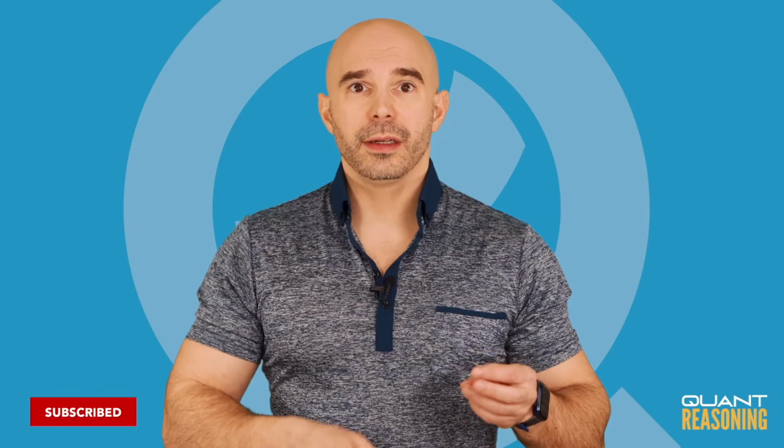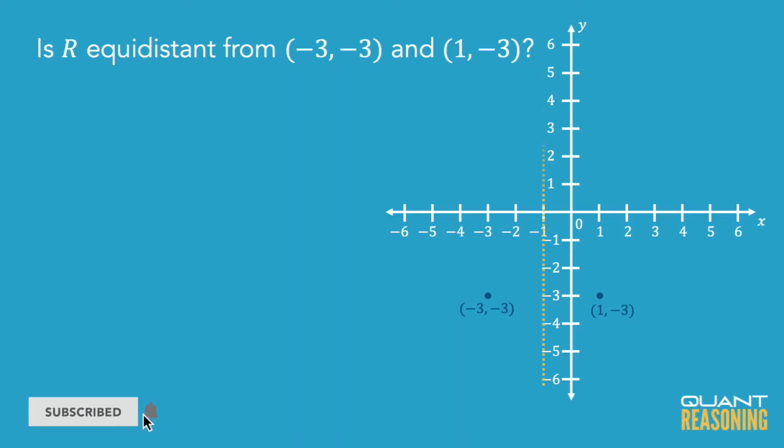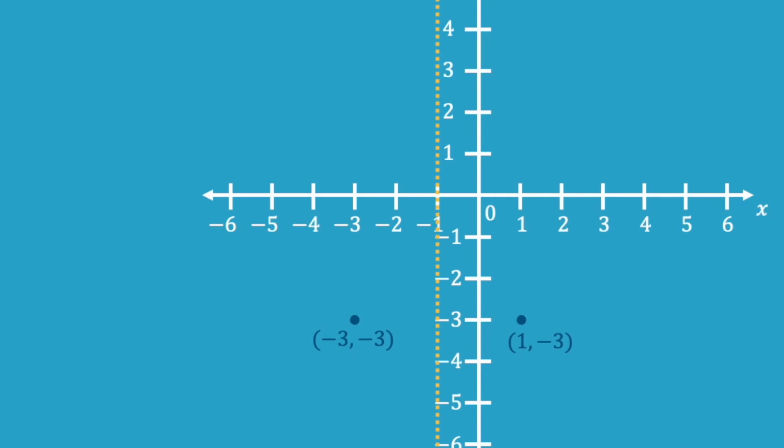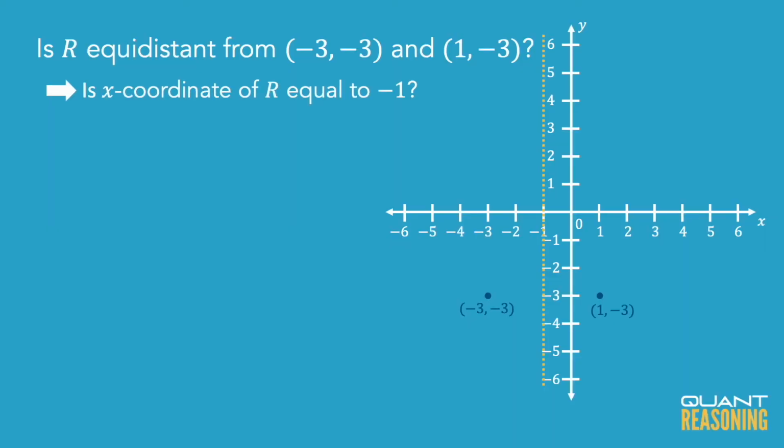And what I'm realizing is that if I'm anywhere on the vertical line passing through x equals -1, then I'm exactly halfway between the 2 given points. So I can rephrase this question to ask, is the x coordinate of point R equal to -1? Because if it is, then the answer is yes, and if it isn't, then the answer is no.